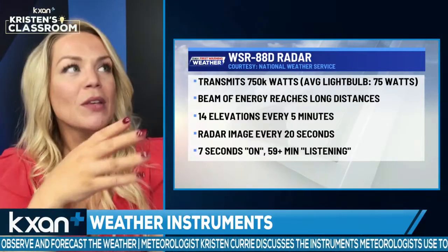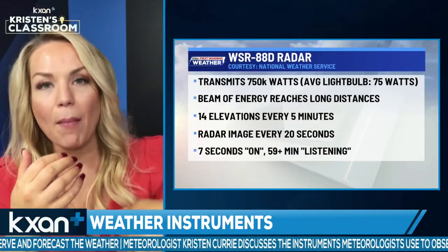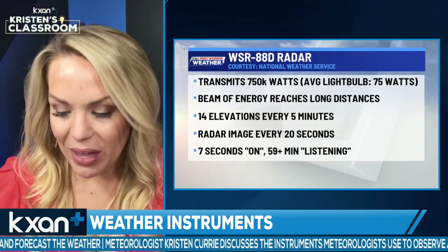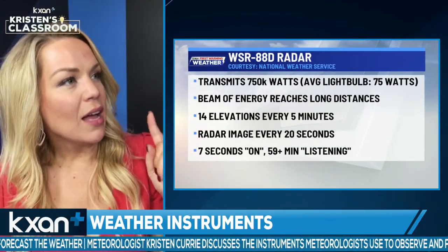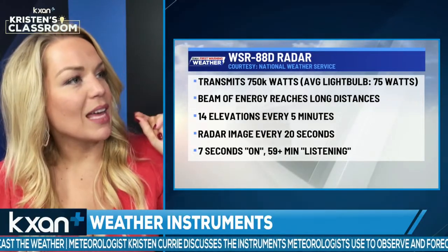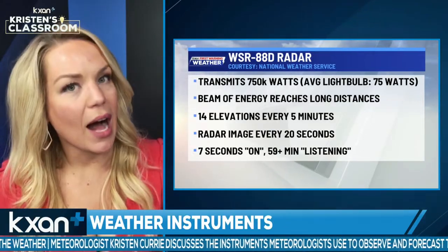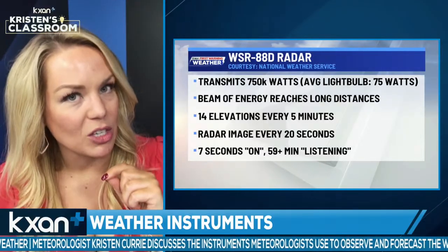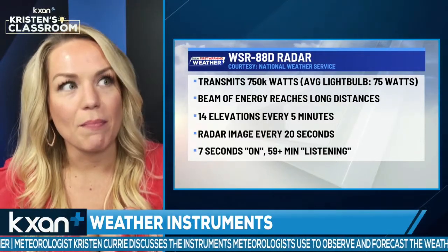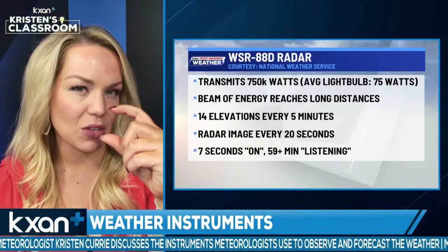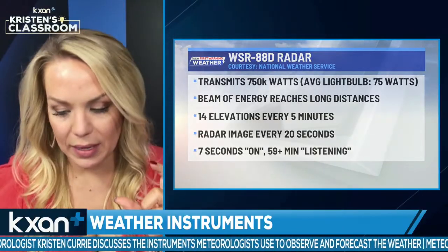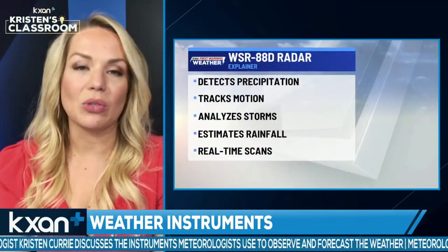It's looking for something to come back to it, that little beam of energy to come back to it and say, oh, okay, using the math we know, if it took this long to come back to the radar, that little beam of energy, and we got this much back, that means that there is probably a hailstone this big, or there's probably a raindrop this big. And it tells us all sorts of different things.